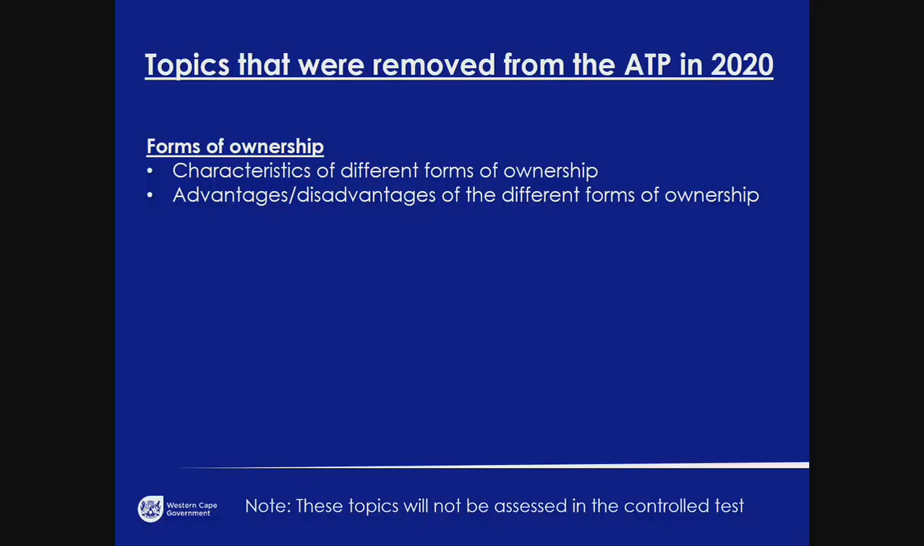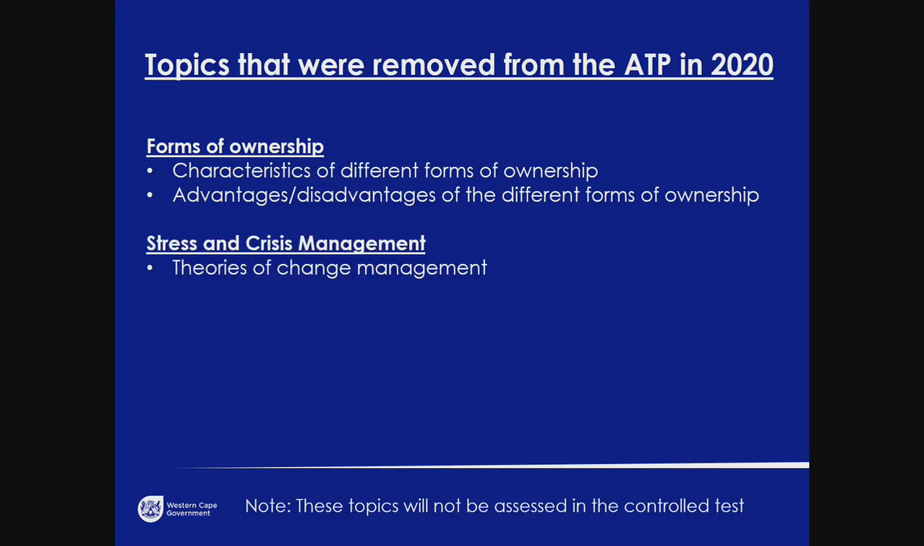Right, that's quite correct, Mr. Van Sale. Under forms of ownership, only these two topics within forms of ownership have been removed. So it's the characteristics of different forms of ownership and the advantages and disadvantages of the different forms of ownership. Then under stress and crisis management, it is only the section on theories of change management that was removed in 2020, not the entire topic.